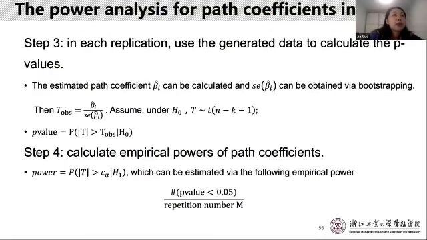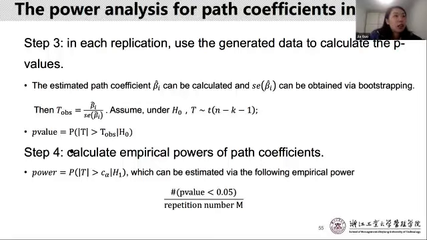Then step 3. Step 3 means that in each replication, we use the generated data to calculate the p-values. The steps are as follows. We can calculate the estimated path coefficients, and then the standard errors can be obtained via bootstrapping. After these two, we can calculate the test statistic, and then we can get its associated p-value.